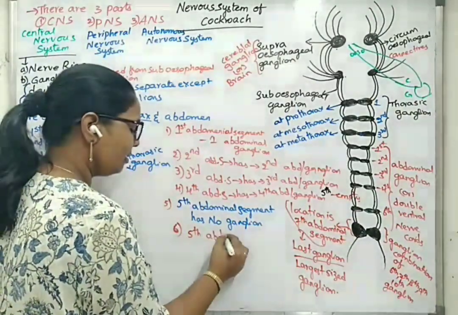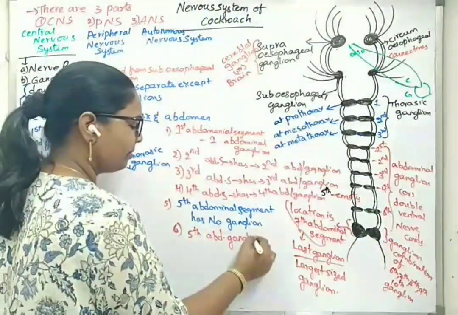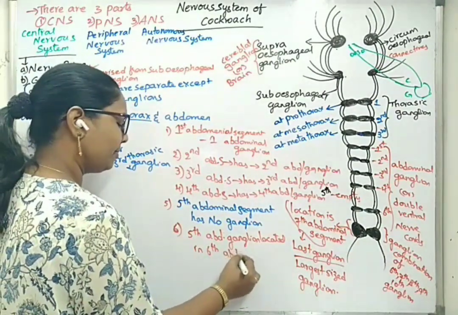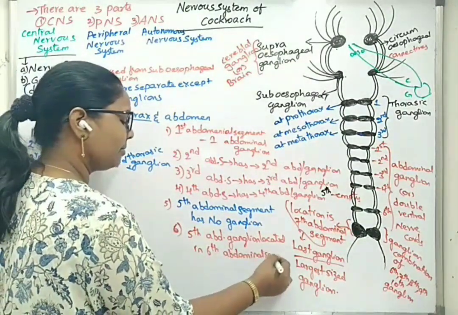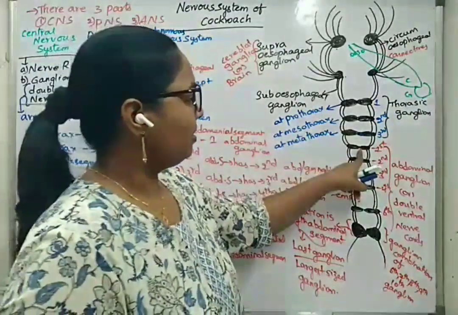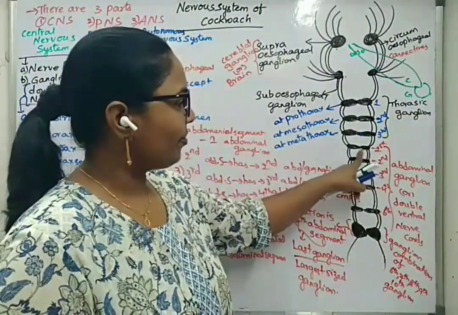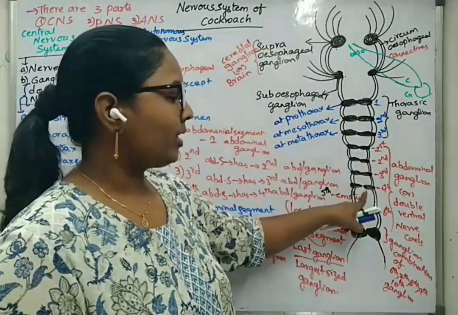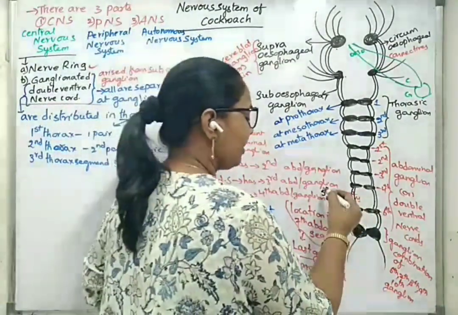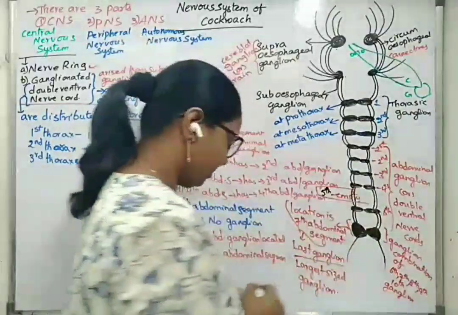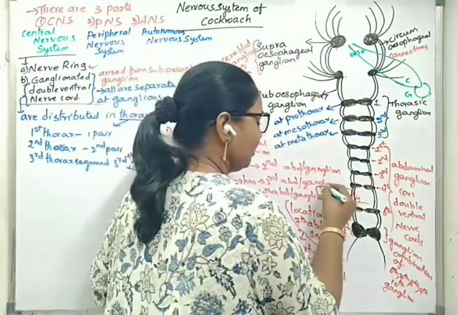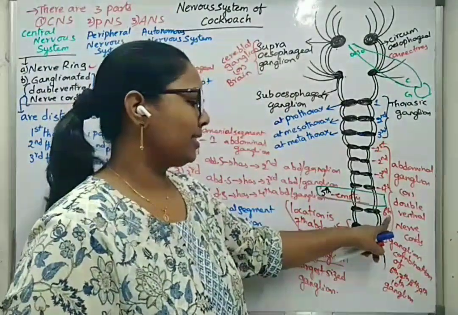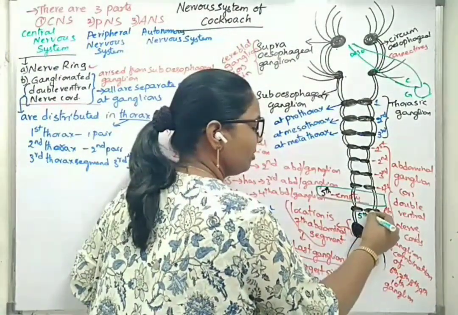Fifth abdominal ganglion is located in the sixth abdominal segment. So coming here, I have written all these are abdominal segments. First segment, first ganglion. Second segment, second ganglion. Third segment, third ganglion. Fourth abdominal segment, fourth ganglion. But the fifth I have written here as empty. Fifth abdominal segment is not having any ganglion. Sixth abdominal segment is having the fifth ganglion.